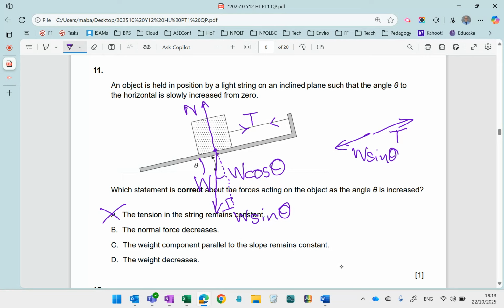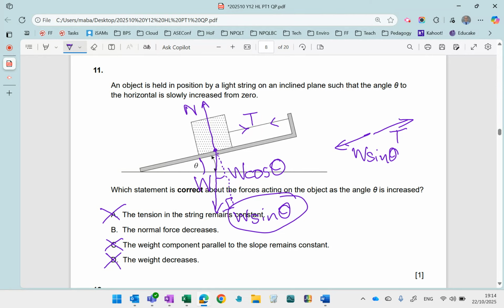The weight decreases. Nope. The weight of the block is only determined by the mass of the block and the planet that it's on. Okay, not the angle of the ramp, so that one can't be true. The weight component parallel to the slope remains constant. Nope. Okay, we've just talked that one through. That one can't be true.